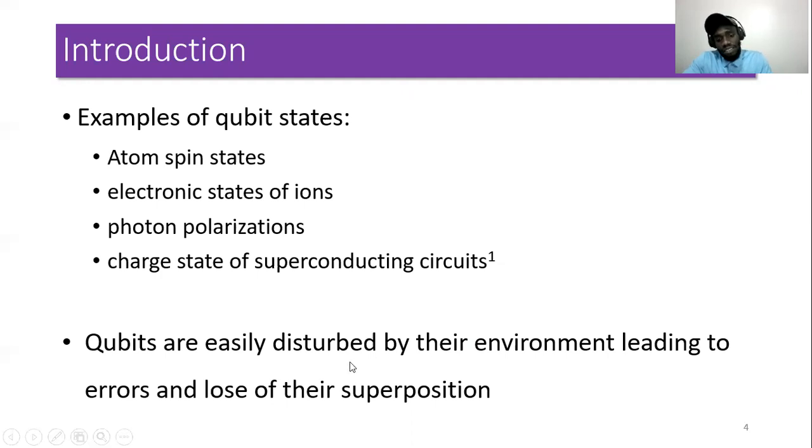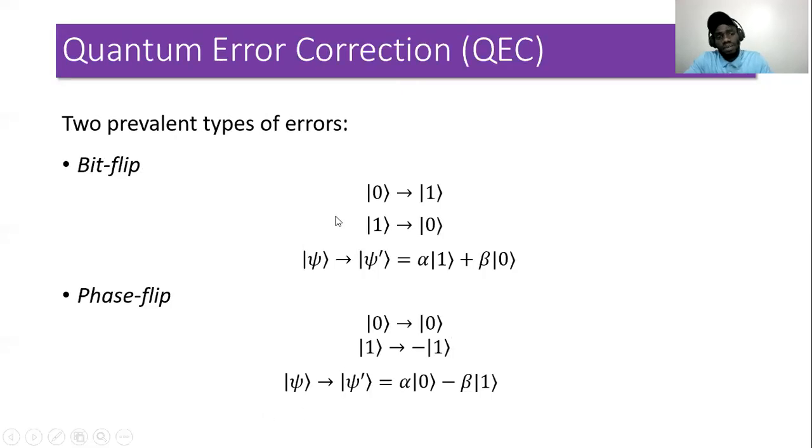However, the interaction with the environment is unavoidable. So we need to find a way to reverse the effect of these interactions. This is where quantum error correction comes in. What are the types of errors that could occur due to this interaction by the environment? There are several types, but two main types are bit flip and phase flip. Now, a bit flip is an error that changes a state 0 to a state 1 and vice versa. A phase flip, however, leaves a state 0 unchanged, but changes a state 1 to a negative 1.